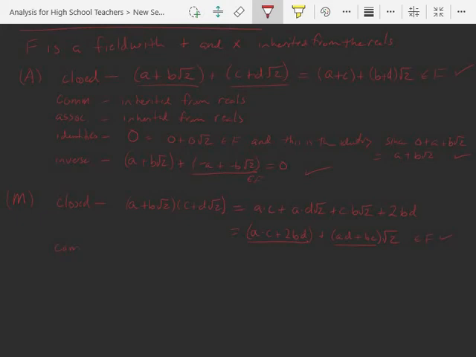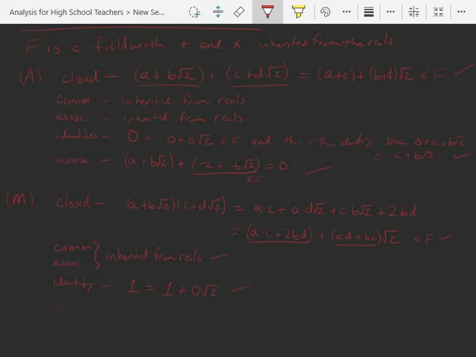Commutative property and associative property, these are inherited from the reals. Since it was true in the reals, it's true in this smaller set. And then identity, well, I need a 1, and that's equal to 1 plus 0 square roots of 2. And that works out fine.